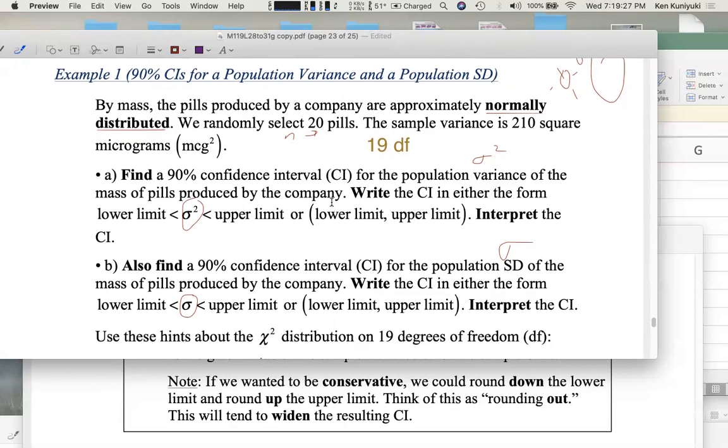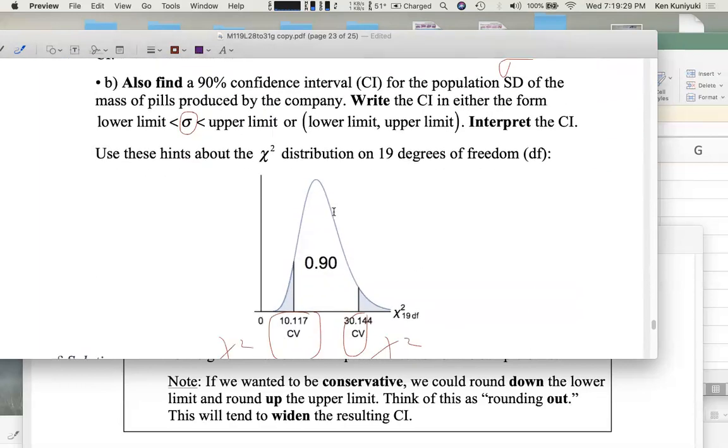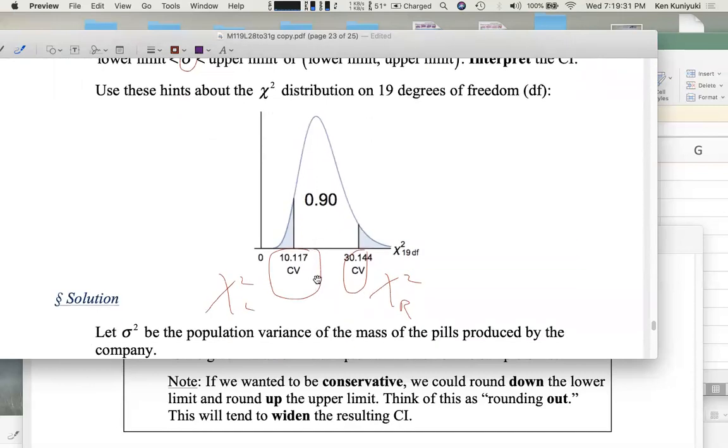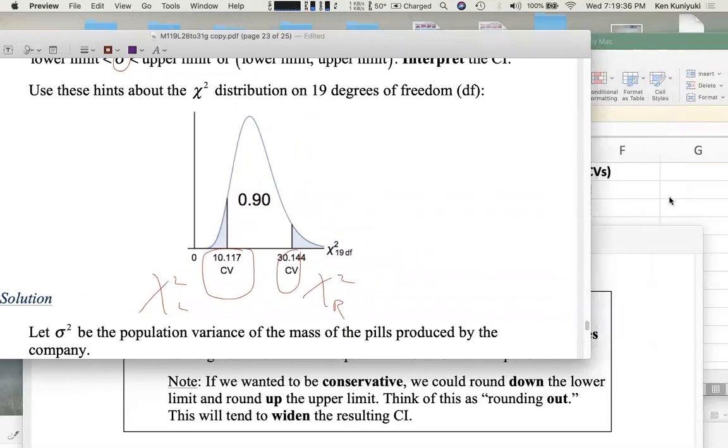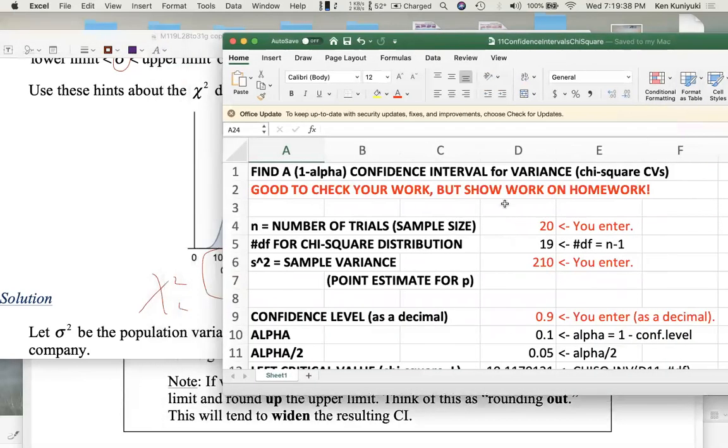We'll start with A. All right. Here are some key hints. Here are the critical values from the chi-square distribution in my Excel spreadsheet. I'll give you this Excel spreadsheet to work things out, but show me your work on the homework. Okay, here's the sample size.